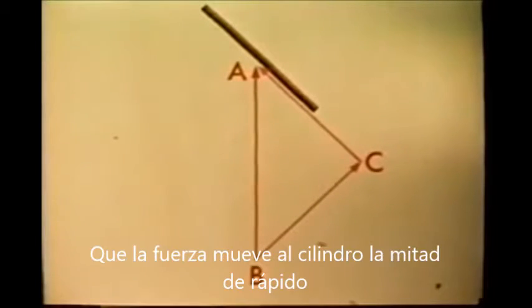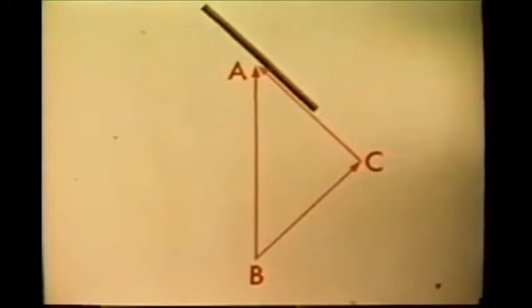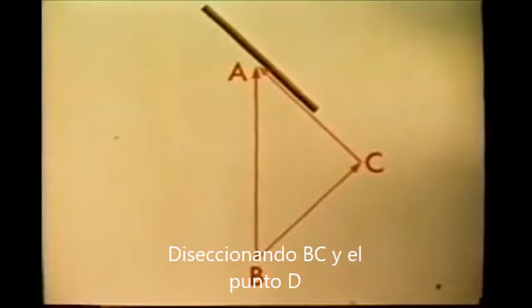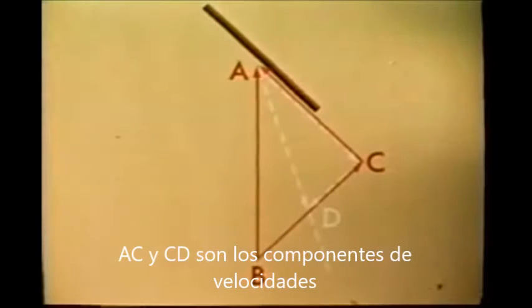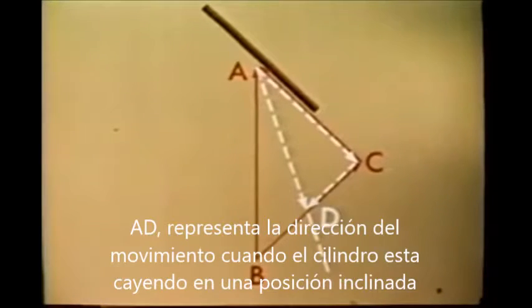Remember that a force moves the cylinder one half as fast when applied in the transverse direction as when applied longitudinally. The triangle of velocities can therefore be constructed by bisecting BC at the point D. AC and CD are the velocity components. AD then represents the direction of motion when the cylinder is falling in the inclined position.